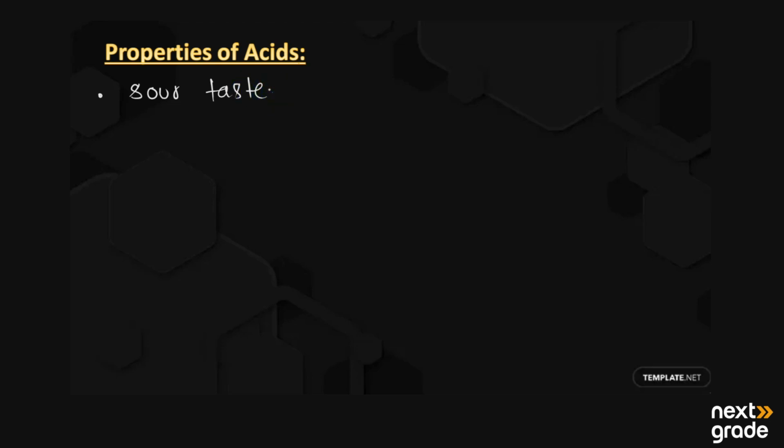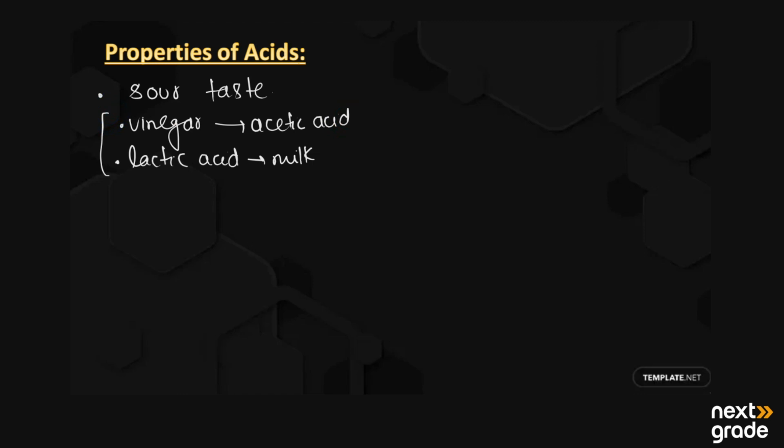And we have many acids around us. The first one may be vinegar, or maybe lactic acid. The vinegar has acetic acid, and the lactic acid is present in milk. So these are simple examples of acids.